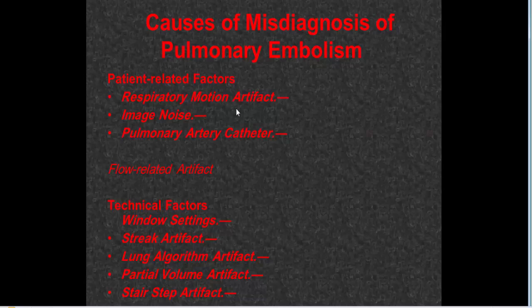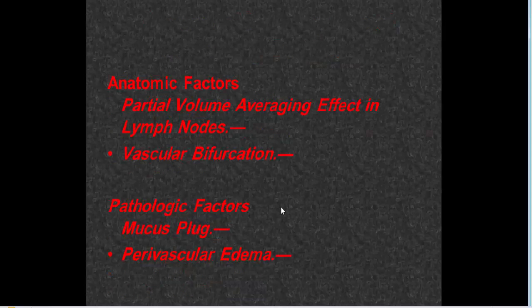Patient-related factors: respiratory motion artifact, image noise, pulmonary artery catheter, flow-related artifact. Technical factors like window setting, streak artifact, lung algorithm artifact, partial volume artifact, stair step artifact. All of this gives us fallacies of intraluminal filling defect of the pulmonary vasculature.